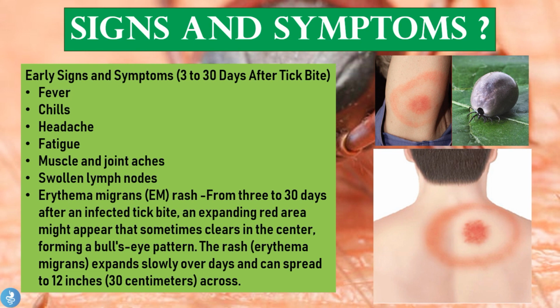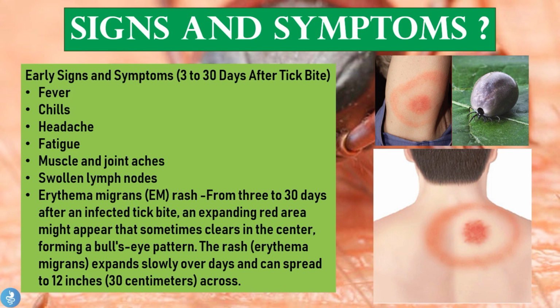The signs and symptoms of Lyme disease. The signs and symptoms are broken down into two phases. We have the early signs and symptoms, which usually appear 3 to 30 days after the initial tick bite, and they include fever, chills, headache, fatigue, muscle and joint aches, swollen lymph nodes, and Erythema migrans rash, or an EM rash.